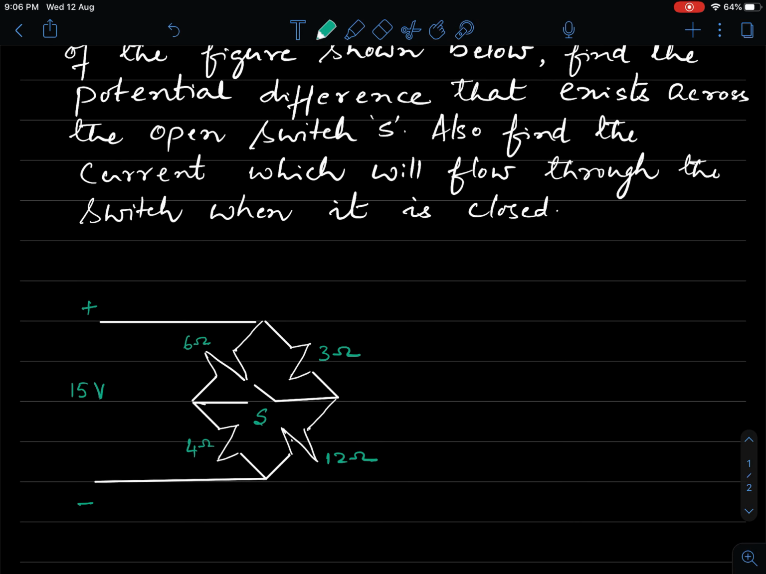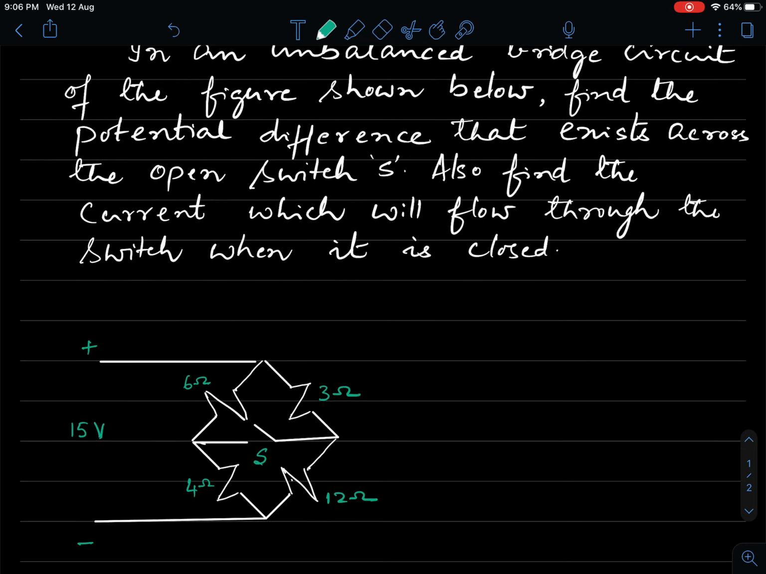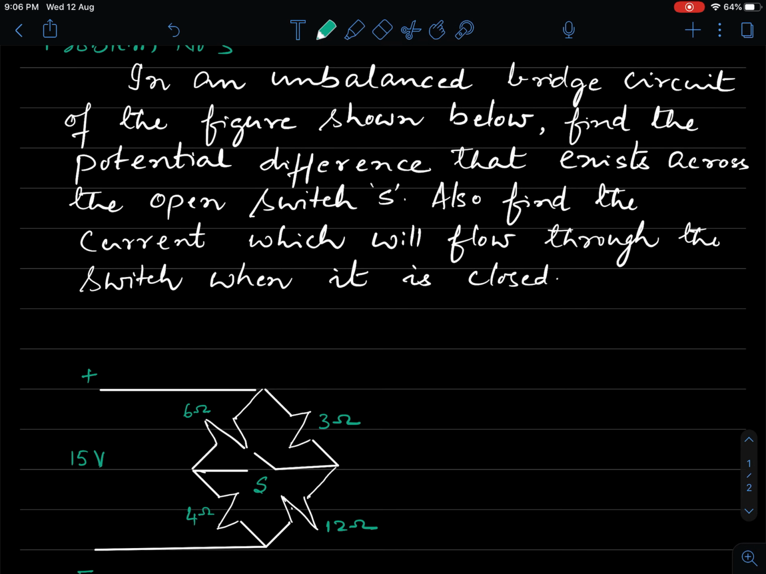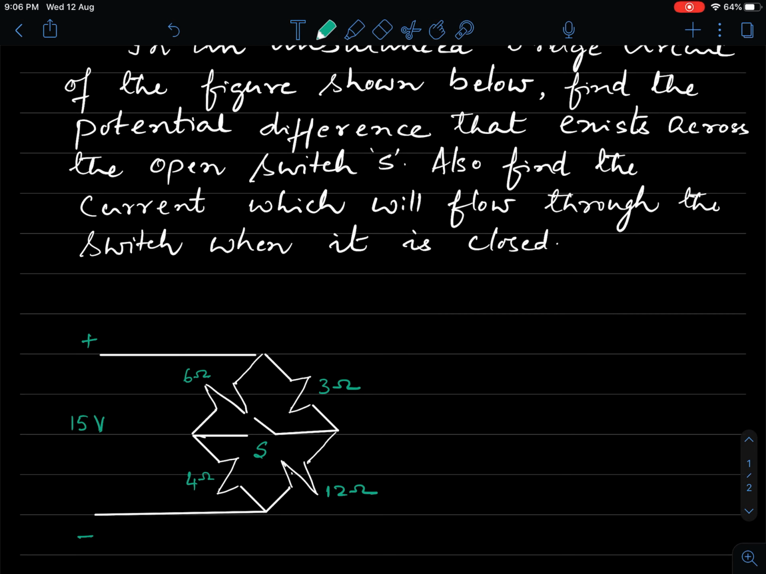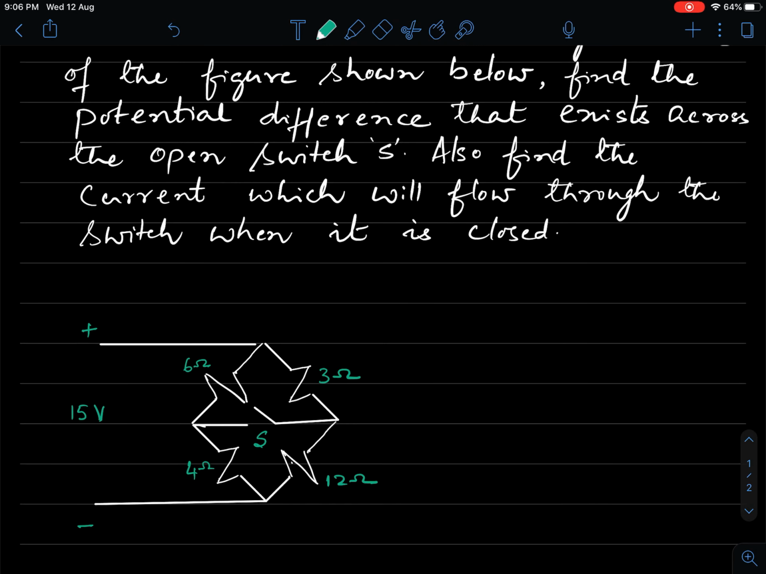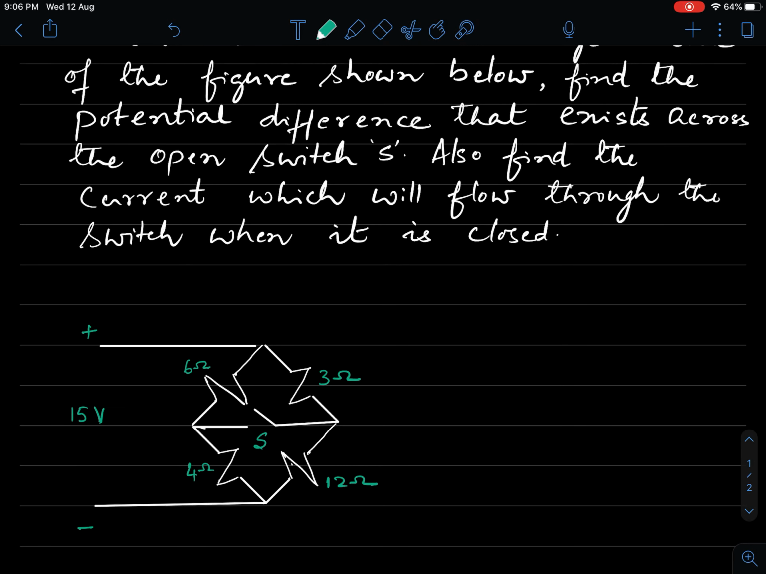This appears to be a Wheatstone bridge kind of an arrangement which has 4 arms. The problem has 2 parts. One is the switch is kept open. When the switch is open, we are supposed to find the potential difference that appears across the switch. And the second part of the problem expects you to find out the current through the switch when it is closed. So let's see how to go about this problem.